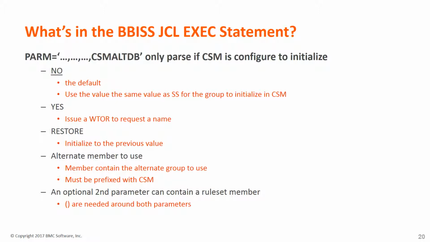But I digress. So this value can specify no, which is to say to use the value that is the same as the name of the BBISS subsystem. If we specify yes there, we will issue a WTOR to request the name of the group that you want to use for the initialization. If you specify restore, it will initialize the previous values. Or you can optionally specify an alternate member to use that contains all the group definitions.